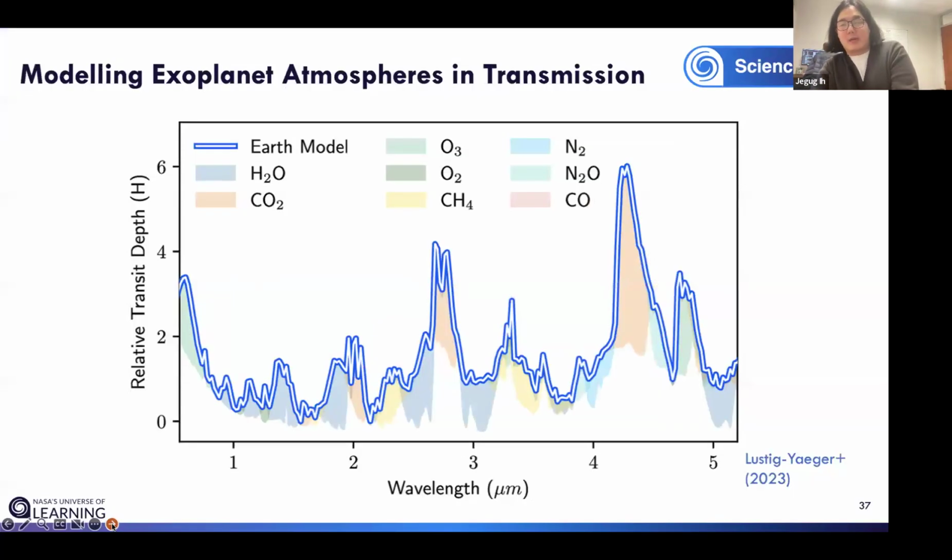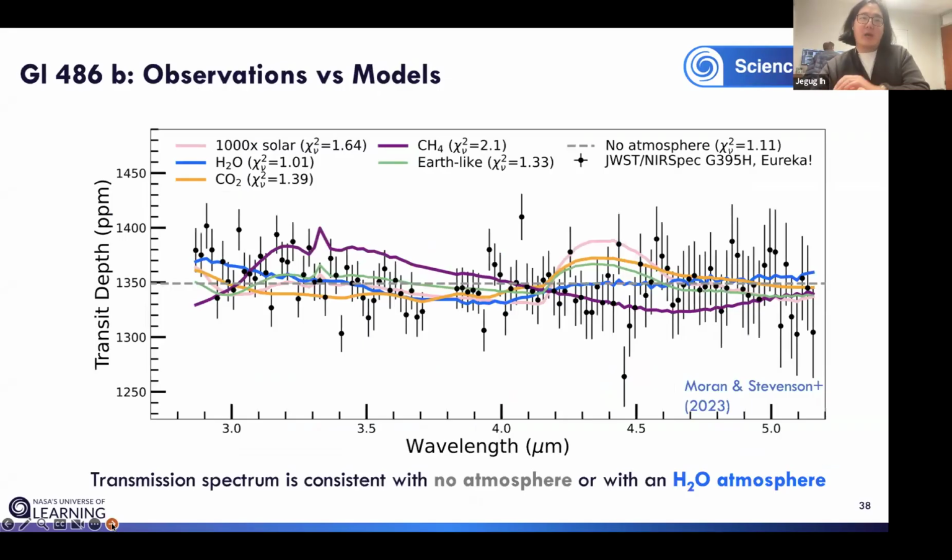And in terms of modeling atmospheres and transmission, the main thing we do is add up opacities at different wavelengths from different molecules to construct these wiggles, these spectral features. And if you go to the next slide, please. I'll compare for the same benchmark planet, Gliese 486b, the observation and the models here.